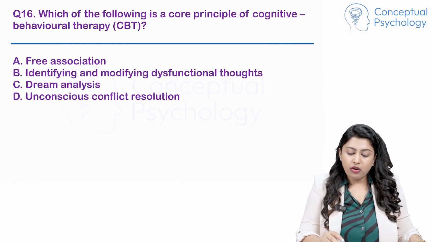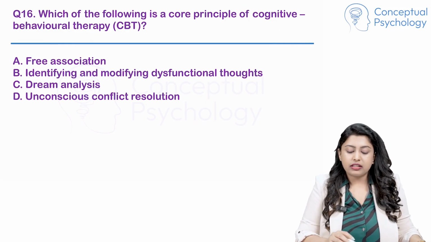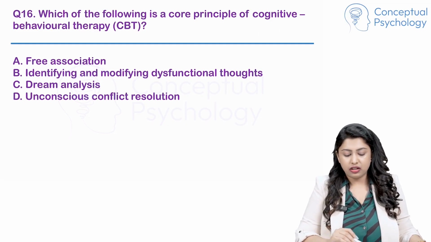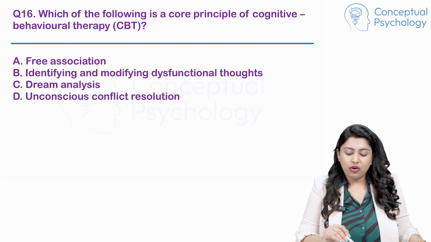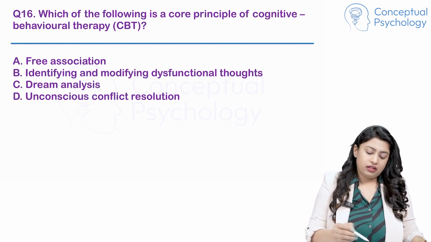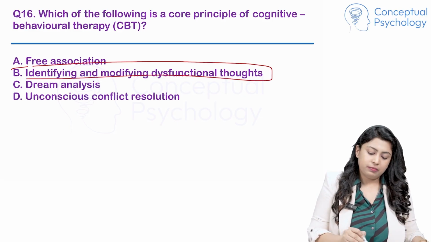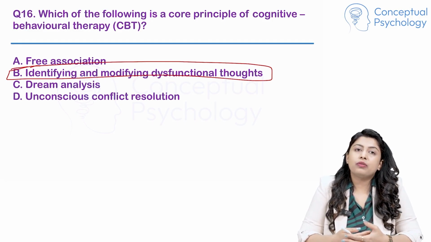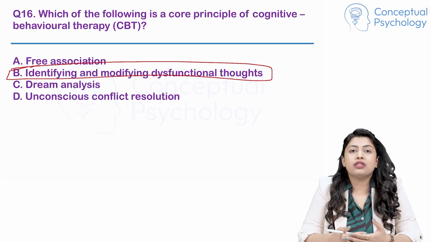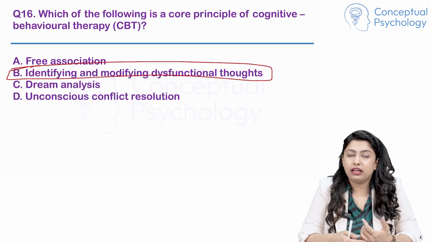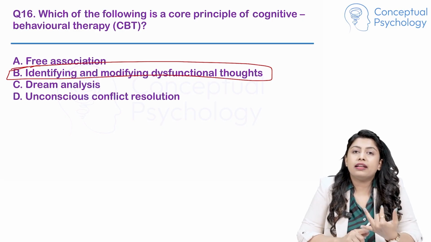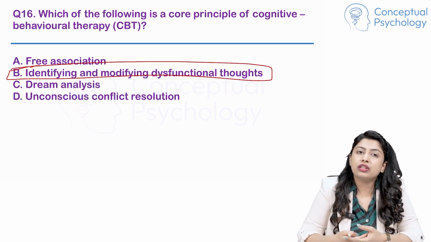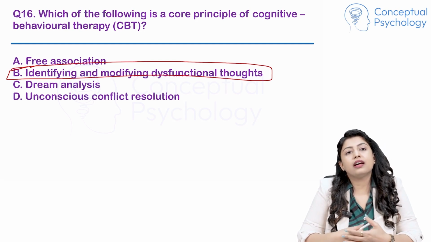Moving on. Which of the following is a core principle of cognitive behavioral therapy? Free association, identifying and modifying dysfunctional thoughts, dream analysis, unconscious conflict resolution. So the correct answer is B. CBT is fundamentally based on the principle that psychological distress results from maladaptive thinking patterns and behaviors. The therapy focuses on identifying, examining and modifying dysfunctional thoughts and beliefs to improve emotional and behavioral outcomes. Hence, B is the correct answer.